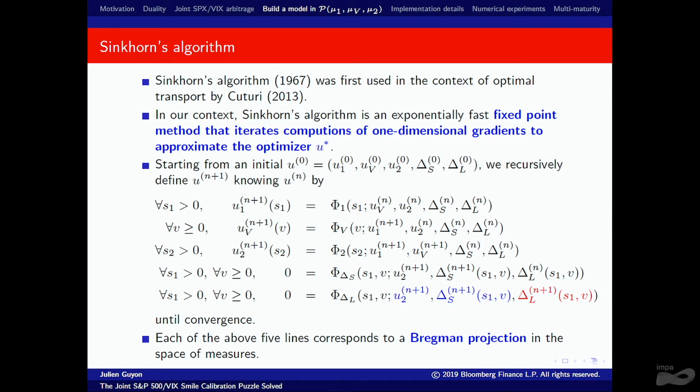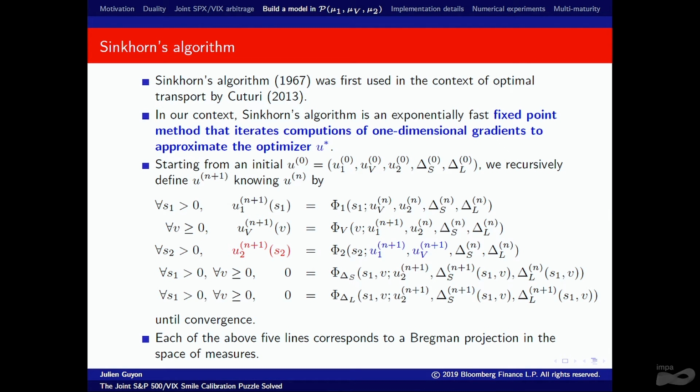Interestingly, each one of those lines here corresponds to a Bregman projection, which means that at this step here, you're exactly calibrated to the smile of S1, but not to the other smiles. Then at the next step, you're exactly calibrated to the smile of V, but not exactly to the smiles of S1 and S2, and so on.